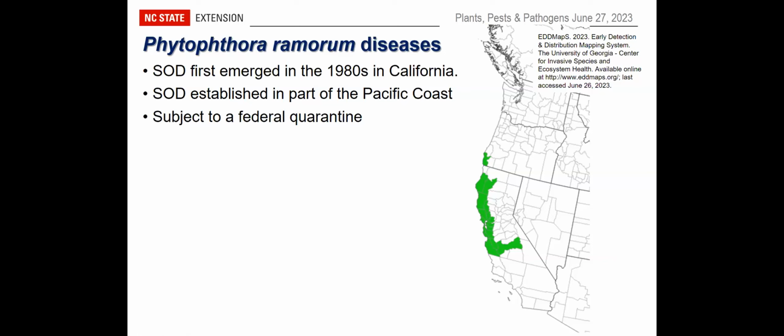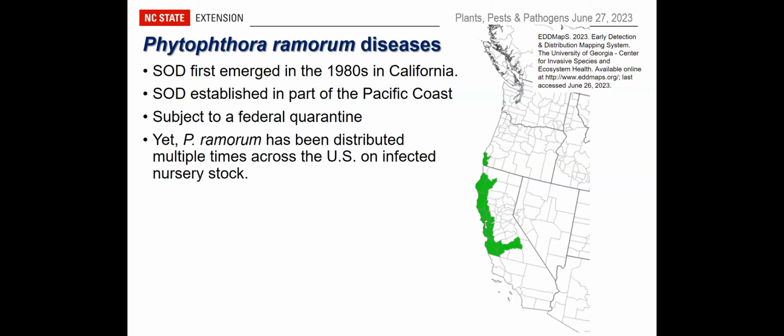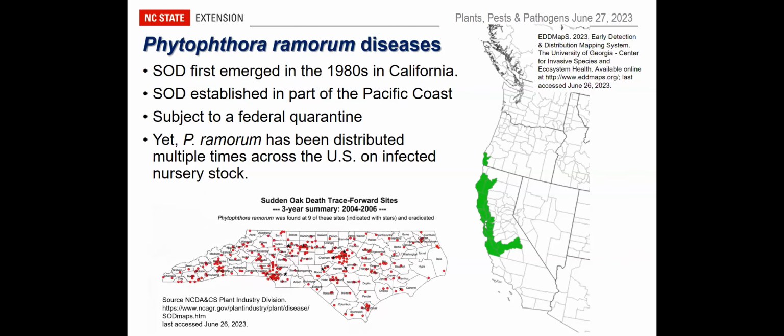In spite of the fact that it's under federal quarantine, it has been distributed multiple times across the US on infected nursery stocks coming out of these areas where the disease occurs, where the pathogen occurs. So here is one example of a map showing what are called trace forwards. And these usually happen pretty quietly. So even here in the clinic, we're often not aware that they're going on. And in this particular case, we're talking about trace forwards for the pathogen Phytophthora ramorum.